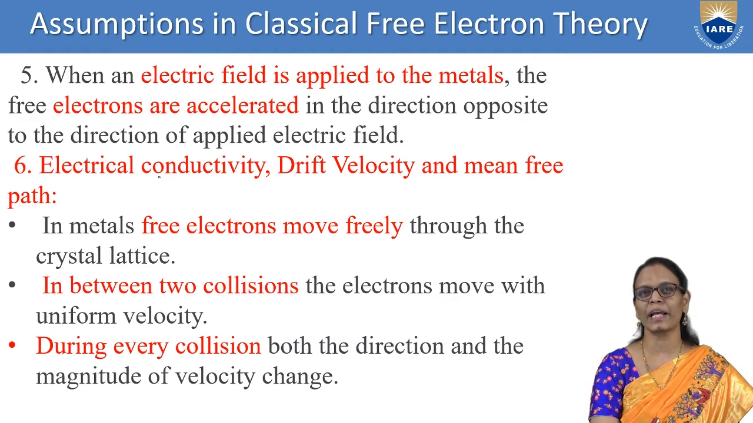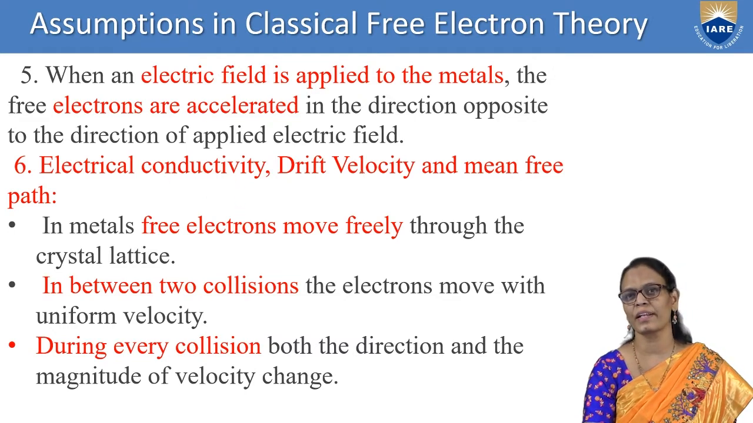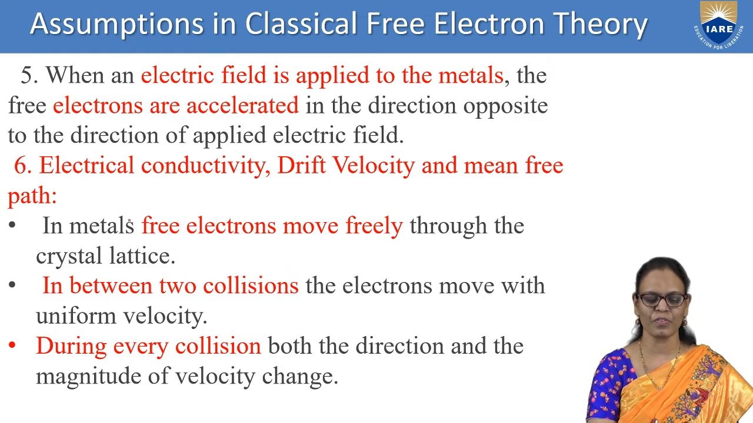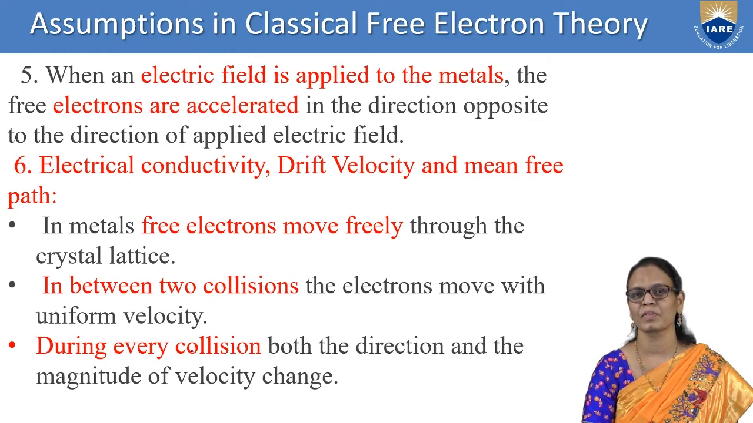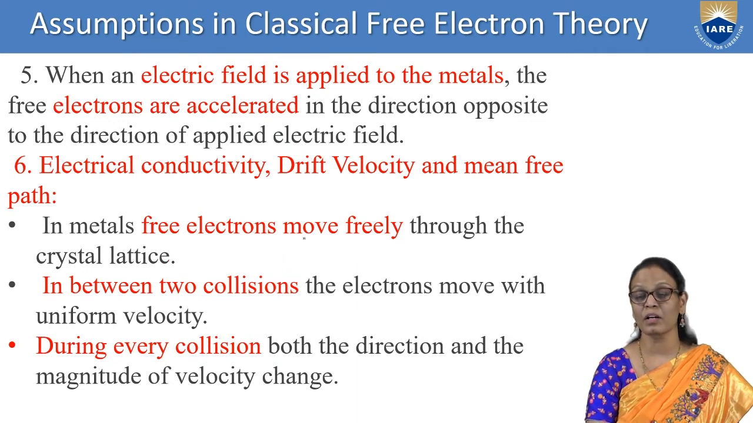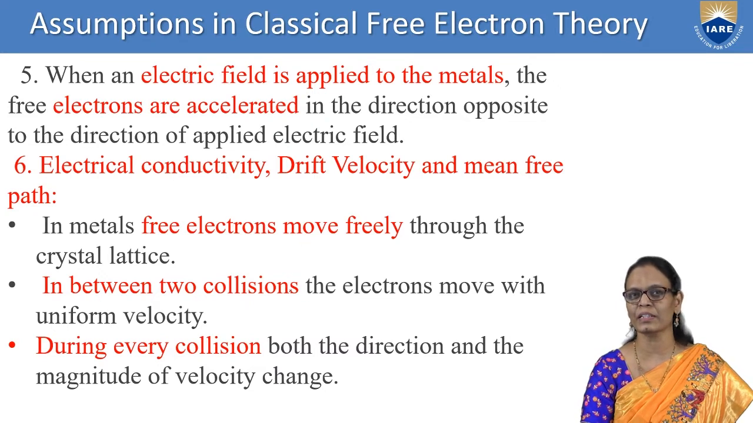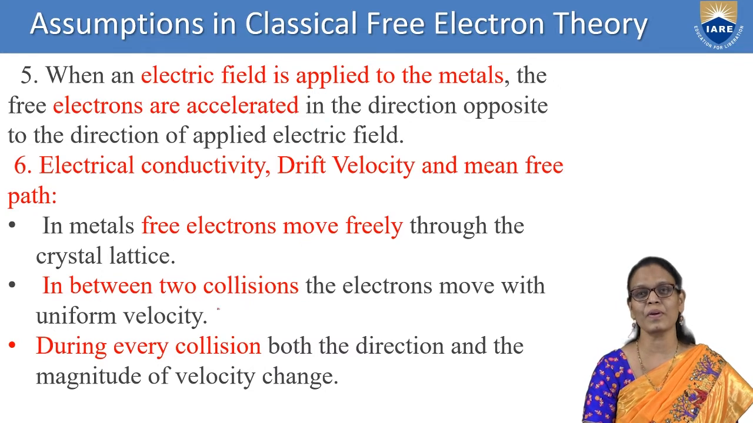Now what about the electrical conductivity, the drift velocity and the mean free path? So in metals, free electrons move freely throughout the lattice because they are free. We said they drift towards the positive, because of the applied field, they drift. Now, in between two collisions, the electrons will move with uniform velocity.